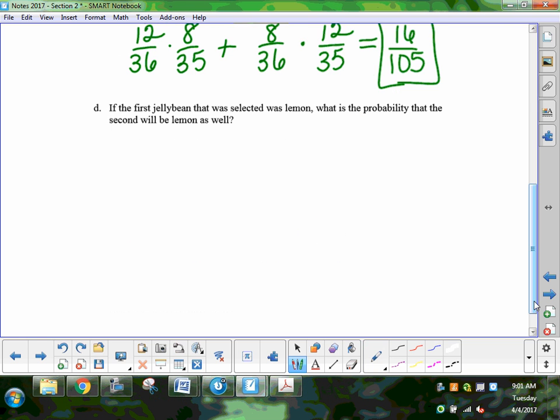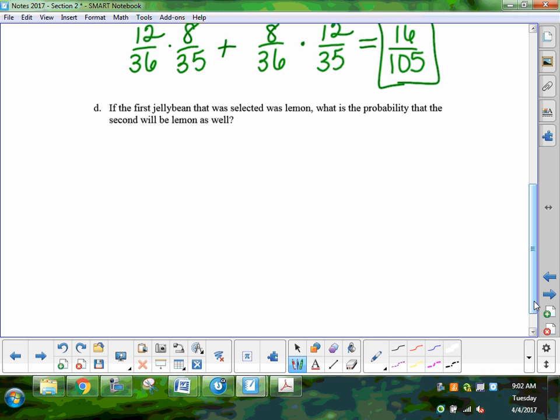Notice those are not conditional. However, this next one is. If the first jelly bean selected was lemon, what's the probability that the second one will be lemon as well? Now, there's a direct way that you can get this, but I'm going to walk it through as something given something. You're taking the probability, in this case, of what given what? You tell me. We've got one person. Because there is an initial filter done on this. The probability of something given something.